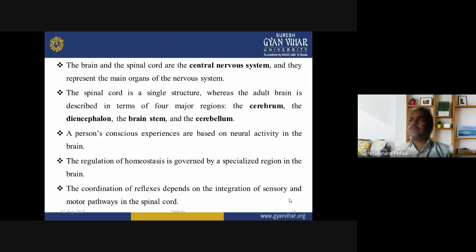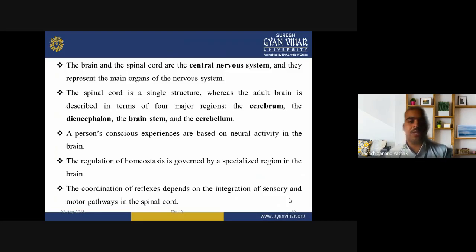Now, second part, we have the structure and function of the brain. The brain and spinal cord are the central nervous system, CNS. We know when we classified the nervous system, we classified it into two parts: central nervous system and peripheral nervous system. The peripheral nervous system is divided into somatic and autonomic, and the central nervous system is divided into the brain and spinal cord.